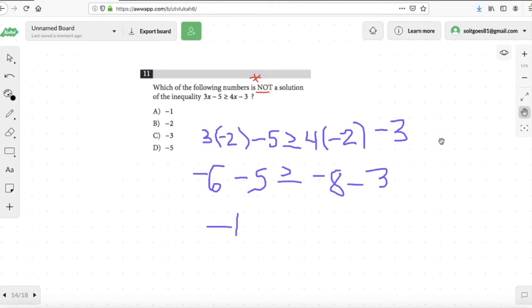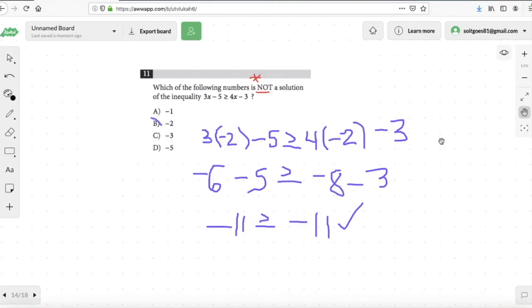Ariane, is all this arithmetic making sense? Yes. Okay, good. So we get -11 is greater than or equal to -11. Is that a true statement, Juliana? Yes, it is. It's greater than or equal to. It's equal to, right? So that gives us a true statement, which means we can eliminate answer choice B.